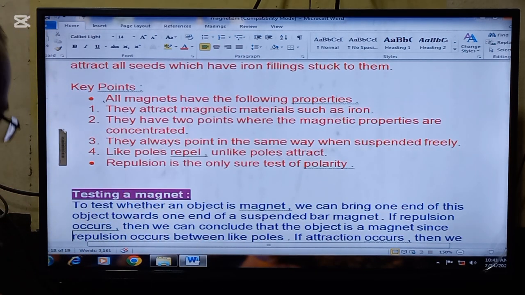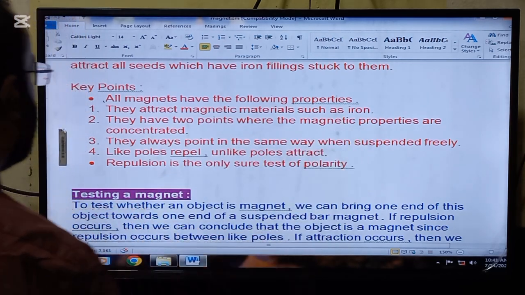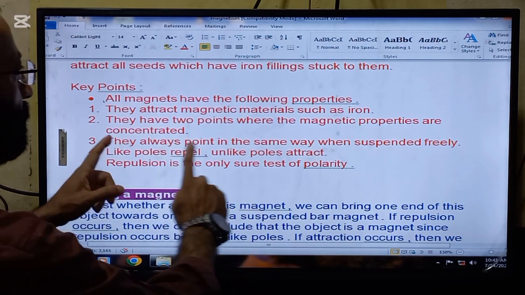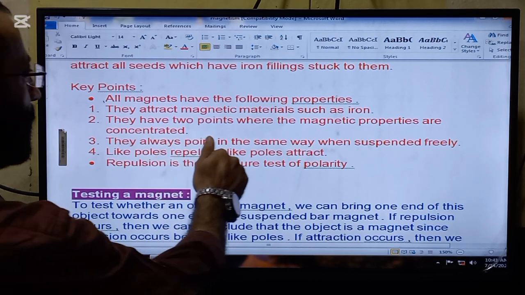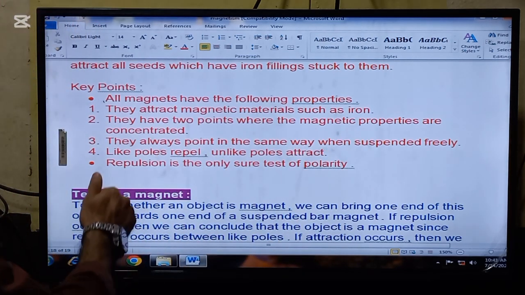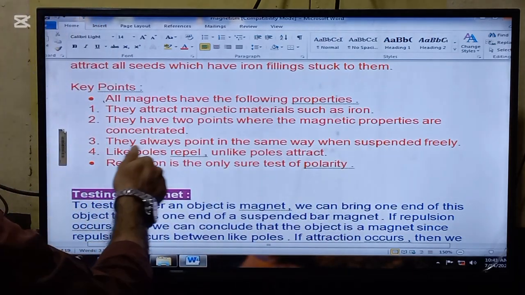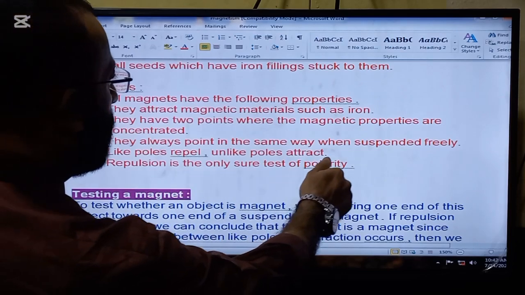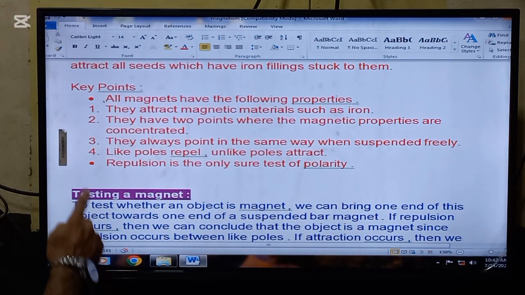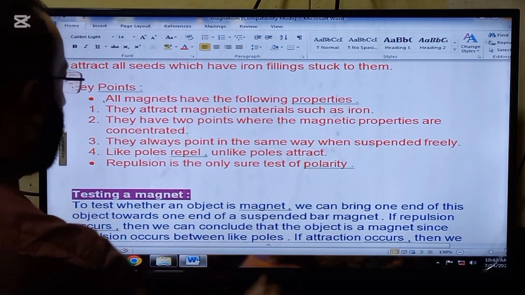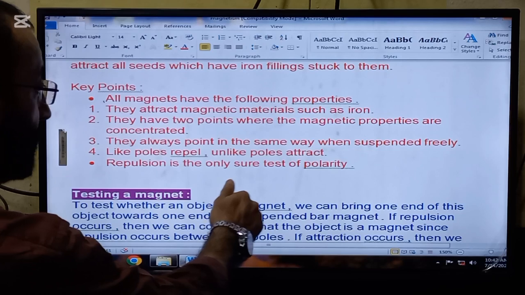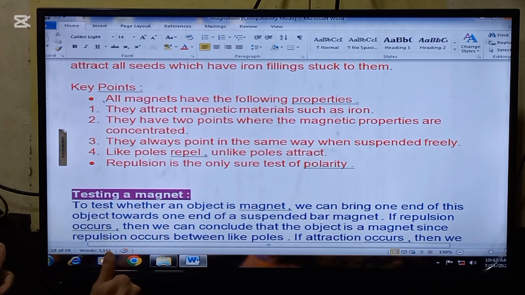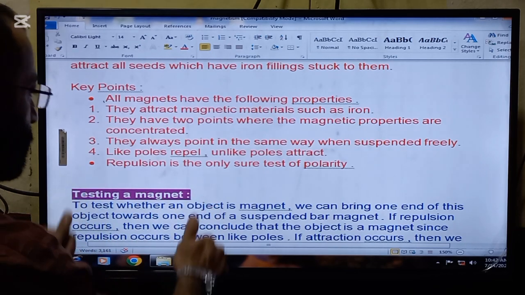Here are some key points. All magnets have the following properties. This is a very famous question as far as your physics paper is concerned. The properties of magnets. Number one, they attract magnetic materials such as iron. Number two, they have two points where the magnetic properties are concentrated, that is, the north and south poles. Number three, they always point in the same way when suspended freely. And number four, like poles repel, unlike poles attract. Repulsion is the only sure test of polarity. So this is another point to be noted. When we check whether a material is a magnet or not, we will use the repulsion test.